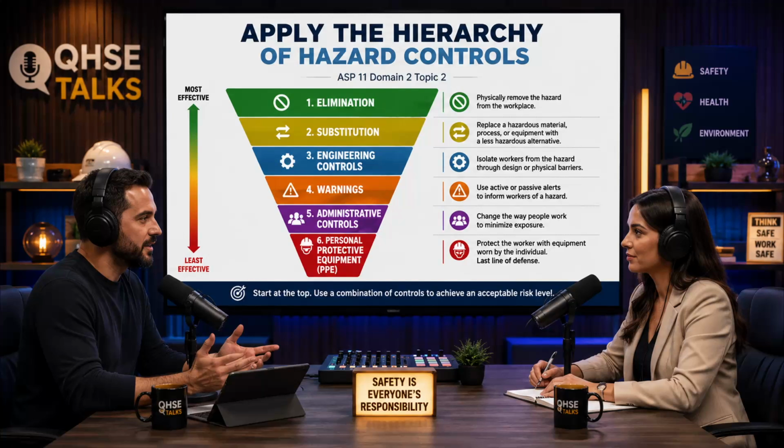You also have to consider recognized best practices in the industry, which is the fourth factor. Like, what are your peers doing? If every other facility in your sector has successfully implemented a specific type of machine guard, your argument that it isn't feasible loses a lot of credibility. And finally, we have to address the financial reality.